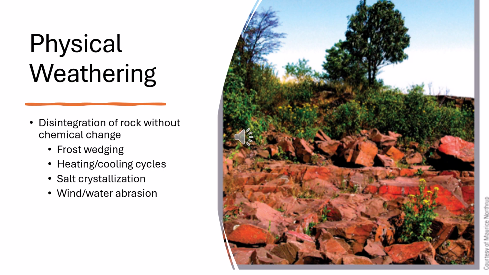Now let's get into the nitty-gritty of weathering. Weathering comes in two main flavors. First, physical weathering. This is the disintegration of rock without changing its chemical makeup. Think of it like breaking a large cookie into smaller pieces. It's still a cookie, just smaller. Some examples that we're going to discuss are frost wedging, heating and cooling cycles, salt crystallization, and also abrasion.